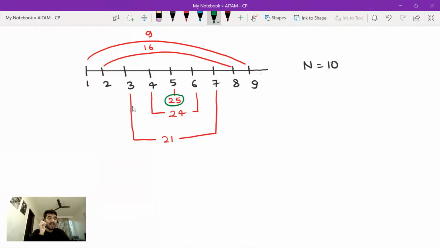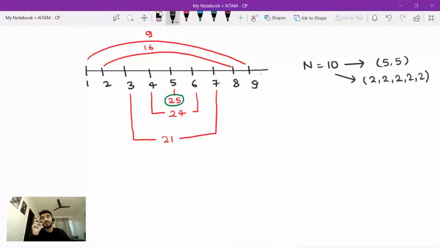And this is the idea. Now please try to pay more and more attention. It is always optimal to break this n into chunks of the same value, which is 5 comma 5. And now you might be wondering that we can also break this into 5 chunks of 2. So yes, but the idea here is to break the n into chunks of the same value.